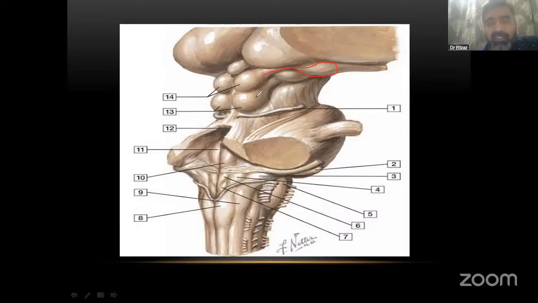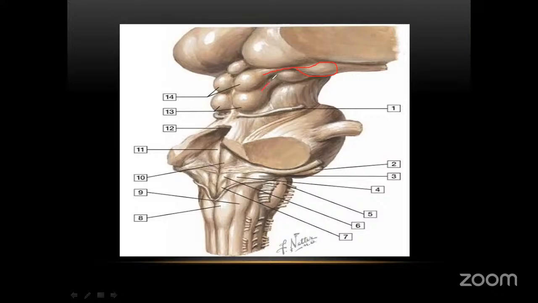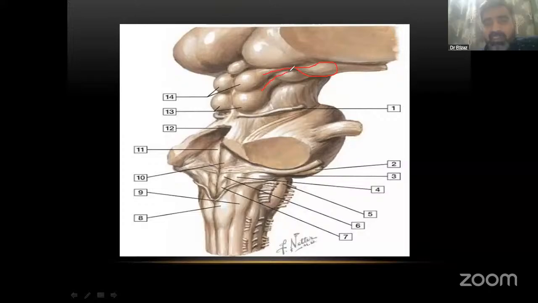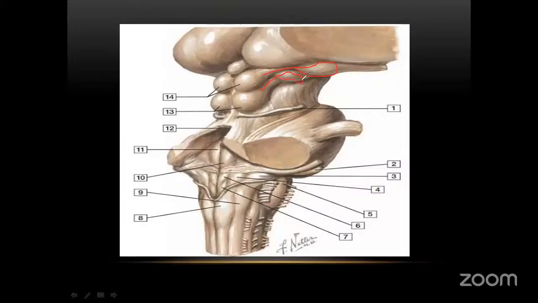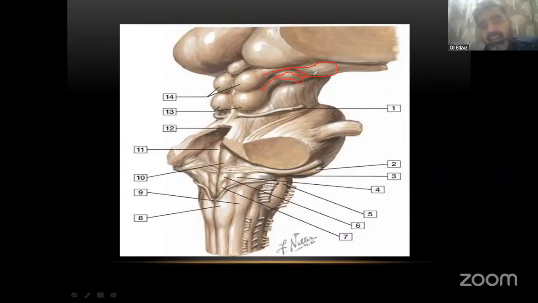So now name this one. This is the inferior colliculus. What about this one? The inferior brachium. Inferior brachium. And what about this one? The medial geniculate body. Medial geniculate body. And just anterior to this one? Anterior to this one, there will be the cochlear nerve.